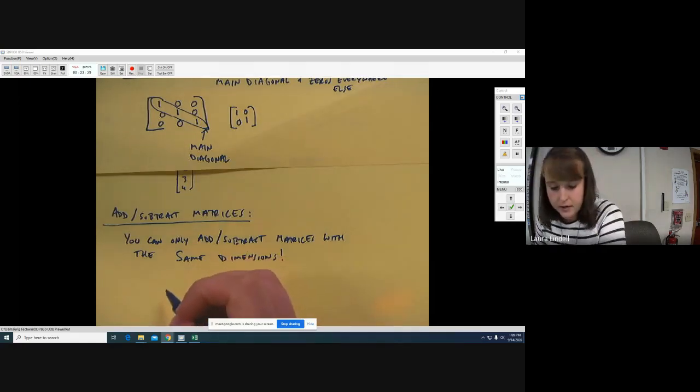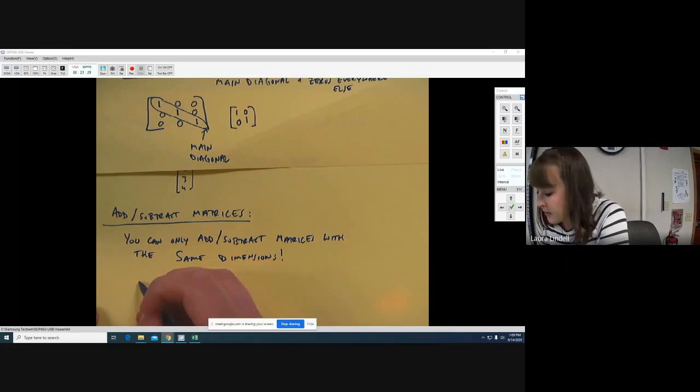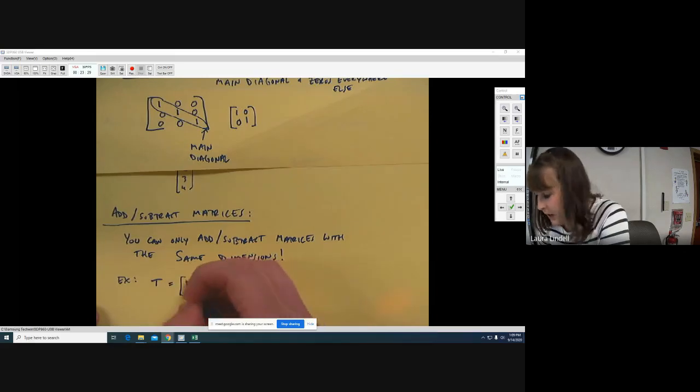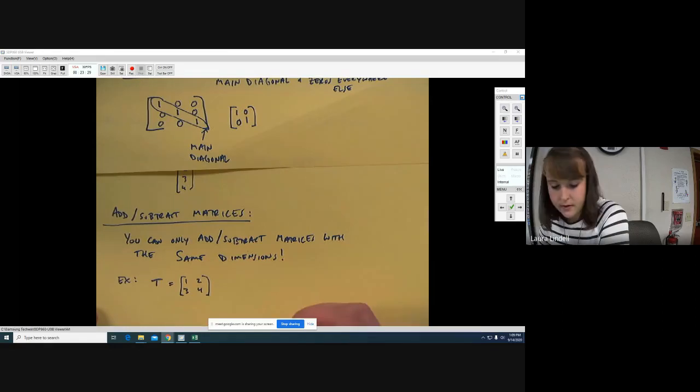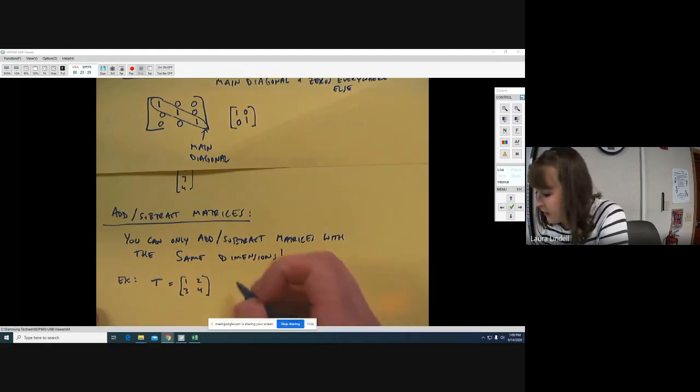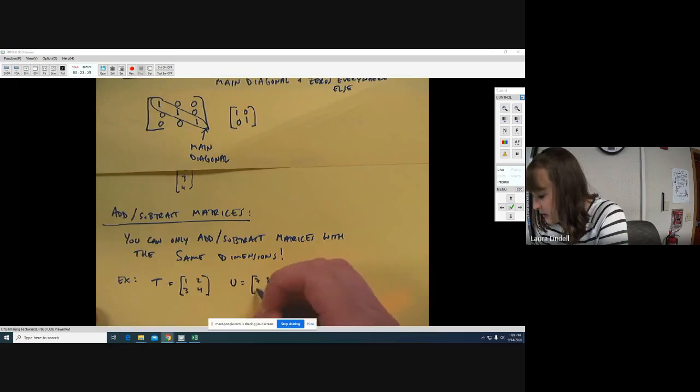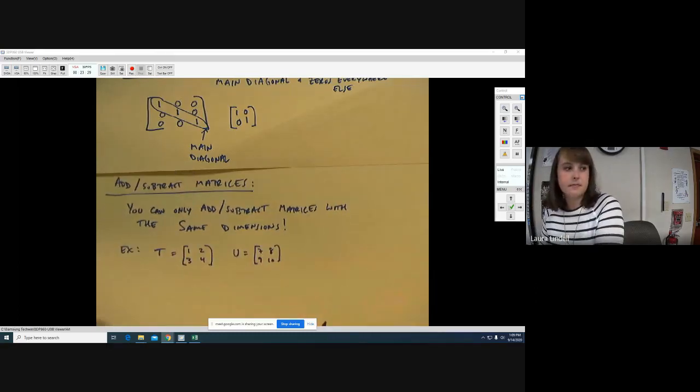Okay. So let's say I have a matrix T, and we'll say it has 1, 2, 3, 4, just like that, and a matrix U, and U is going to be 7, 8, 9, 10 for its elements.